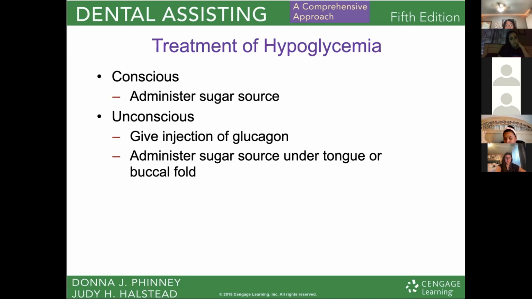If they're unconscious, this is definitely a life-threatening situation. Okay, with this, you want to give them injections of glucagon. Glucagon is an injectable drug that should be kept in your office's medical or emergency medical supply. Glucagon is not sugar. What it does is it stimulates the body's liver to start producing its own sugar very, very quickly. And then you want to hit it with a double whammy. So you want to give them some type of sugar source. Because they're unconscious, you'll need to place it underneath their tongue or on their buccal fold, so inside of their cheek, and then wait for them to become conscious again, and then give them more like orange juice or soda or something like that.